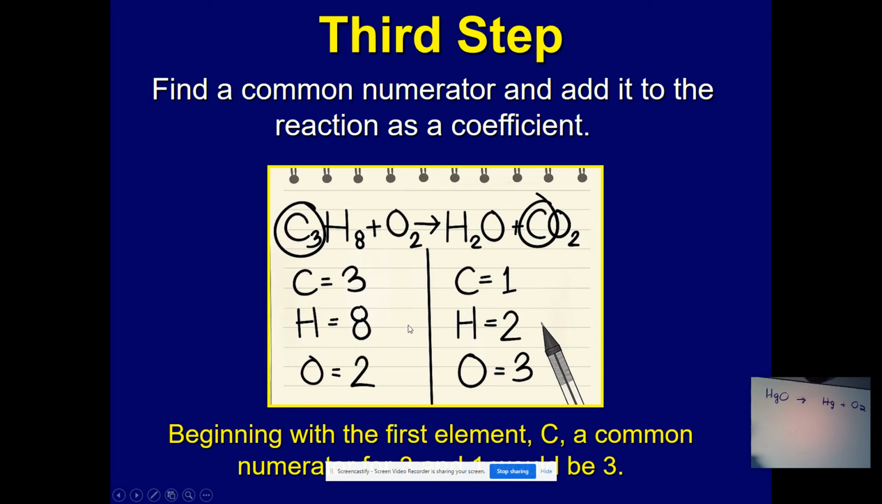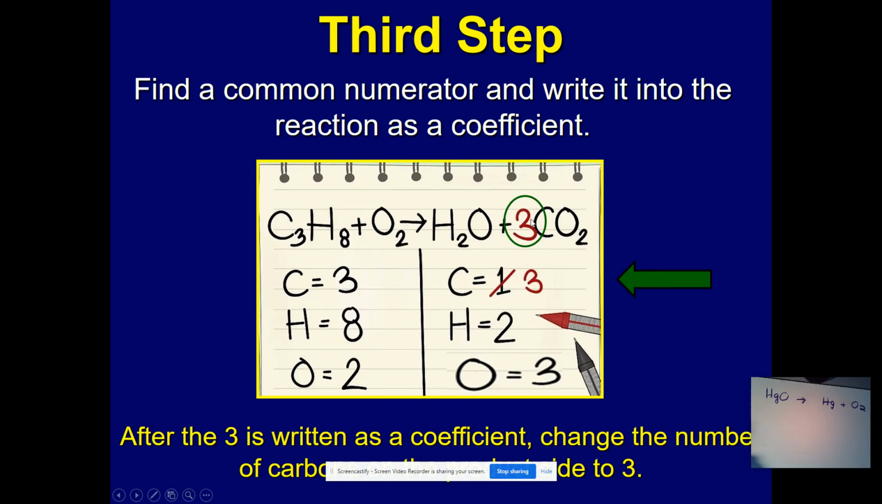All right, so our third step, we're going to start at the first element, which is carbon in this case, and we are going to find common numbers. We're going to make them equal. Since we have 3 here and 1 here, we know that we can multiply this side by 3 so that 3 and 3 would be equal. To do that, we put a coefficient up here in front of where the carbon is. So that's the coefficient. We're going to put a 3 up here. When we put the 3 here and multiply it, now we've got 3 and 3.